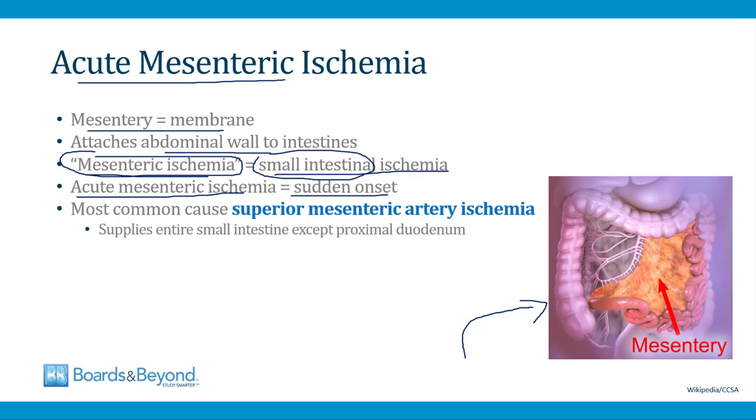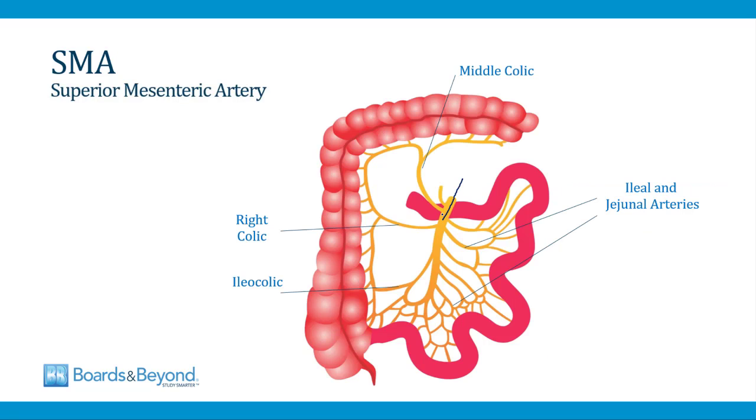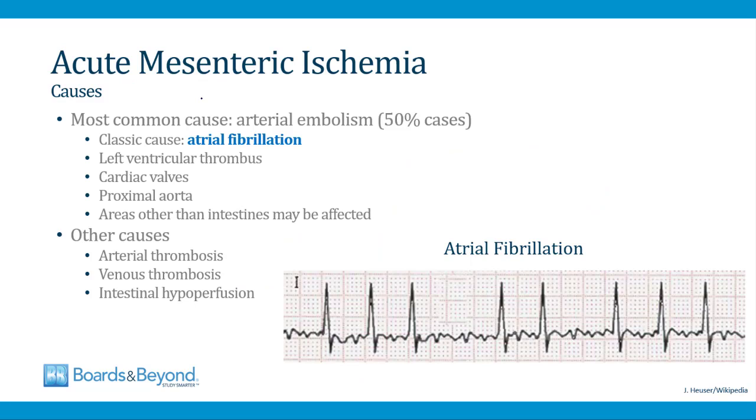And the most common cause of this phenomenon is ischemia involving the superior mesenteric artery. This is the blood vessel that supplies the entire small intestine except for a portion of the proximal duodenum. If we look at this drawing on the screen, this is the SMA right here. It gives off a bunch of branches that supply portions of the colon, like the middle colic and the right colic and the ileocolic. But then it also gives off all these ileal and jejunal branches, which supply most of the small intestine, except for a little bit of the proximal duodenum, which receives its blood supply from portions of the celiac trunk.